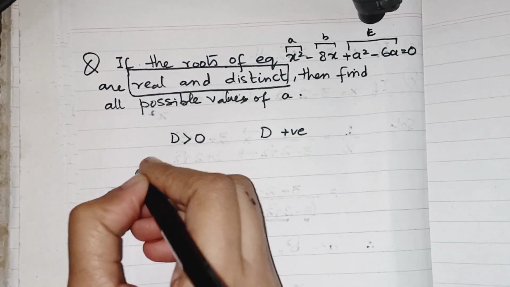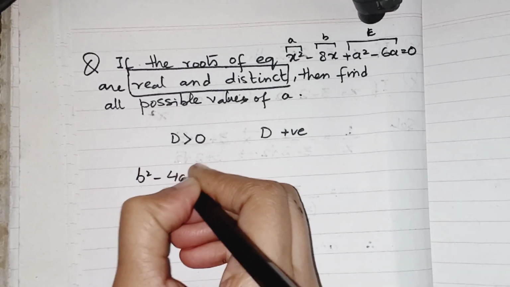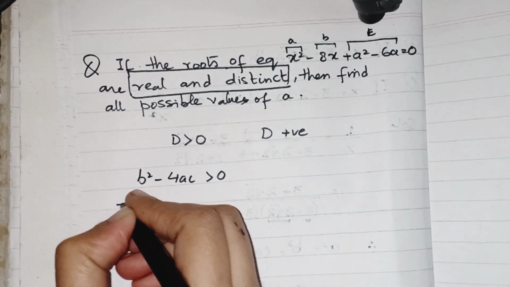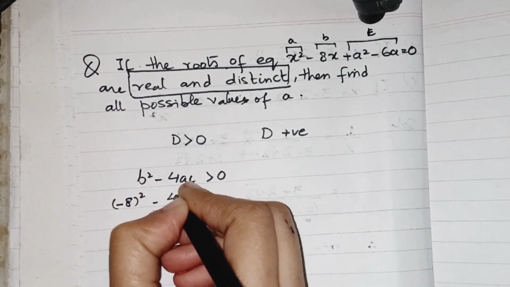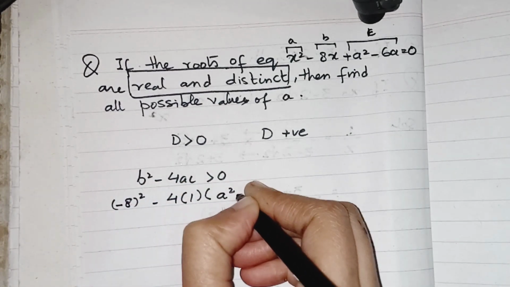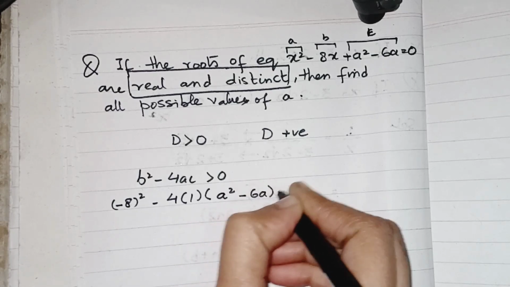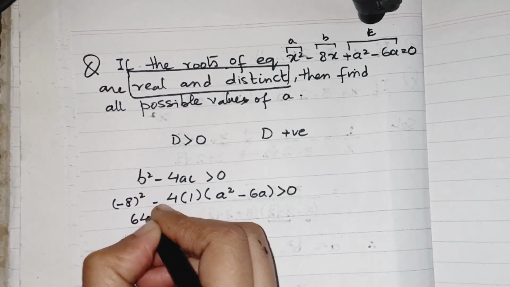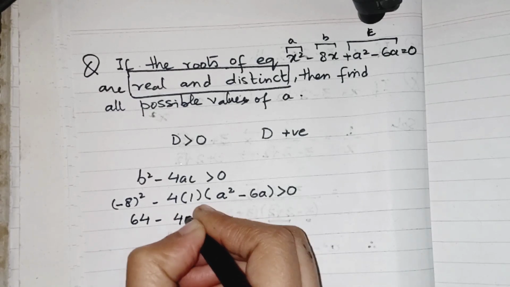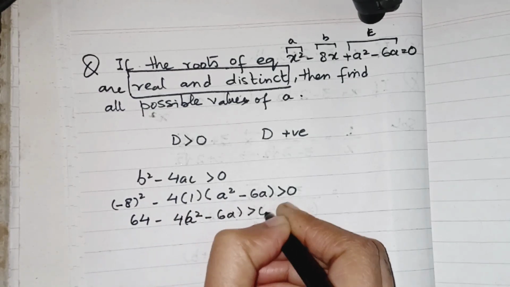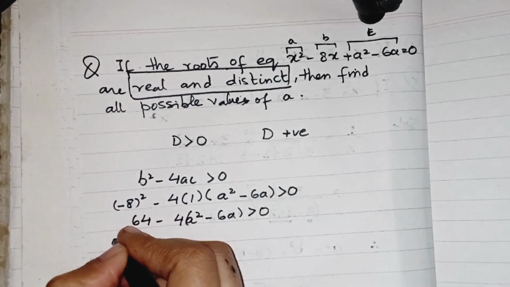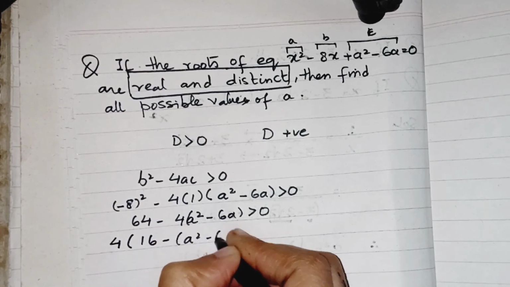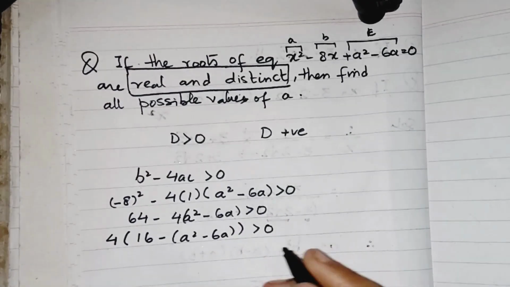By applying the formula, b square minus 4ac is greater than 0. So the value of b is minus 8 square, minus 4 times a, and c is a square minus 6a, greater than 0. The square of 8 will be 64 minus 4 times a square minus 6a greater than 0. In both terms we have 4 as common. 4 times 16 minus a square minus 6a is greater than 0.